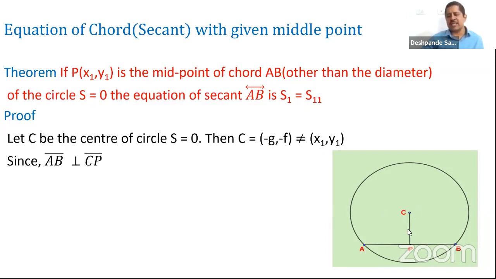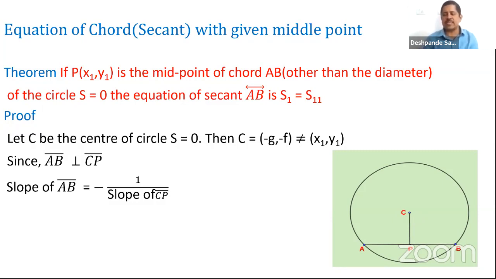Now you see that AB is a chord. You observe that AB will always be perpendicular to CP. Is it not so? Once it is perpendicular, you can find the slope of AB. How to find the slope of AB? Because these two are perpendicular, the slope of AB and slope of CP, when you multiply, should be equal to minus 1. Product of slopes of perpendicular lines is minus 1. So slope of AB into slope of CP should be equal to minus 1. So slope of AB should be equal to minus 1 by slope of CP.